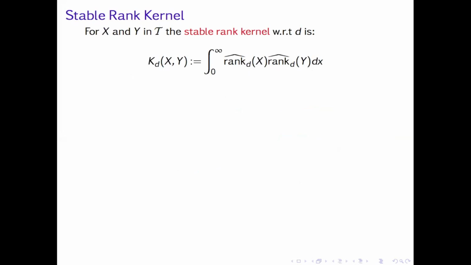And sometimes I just want to compute distances between persistence modules. Sometimes it's actually better to use a stable rank, or even better, to consider angles between stable ranks. One can consider stable ranks in a Hilbert space. These are functions, so you can consider a scalar product and the integral of the scalar product between them. And this is the definition of the stable rank kernel. So given two persistence modules, X and Y, their stable rank kernel is the integral of the scalar product of the corresponding stable ranks.